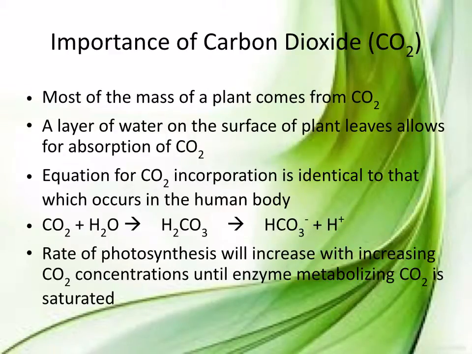So why is carbon dioxide important? Most of the matter of a plant comes from carbon dioxide, and there's actually a layer of water on the surface of the leaves of plants that serves as a solvent for the absorption of CO2. And the equation for CO2 incorporation is identical to what occurs within the human body. So this equation should look very familiar. We have CO2 plus H2O, which is being incorporated into carbonic acid by Rubisco. So the name of the enzyme doing that above the first arrow is called Rubisco. And then we're getting bicarbonate and a hydrogen ion.